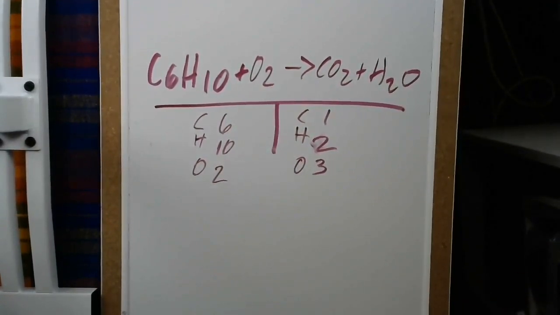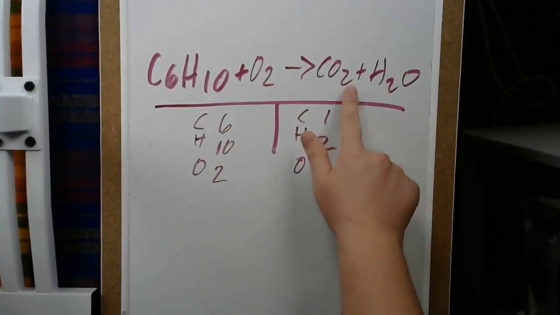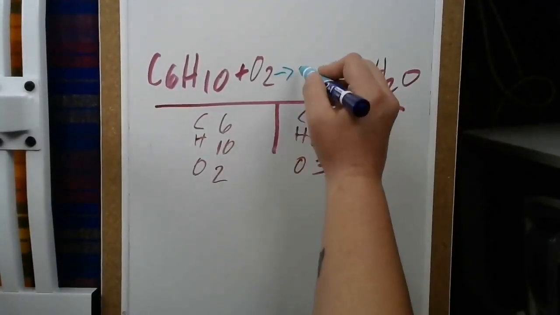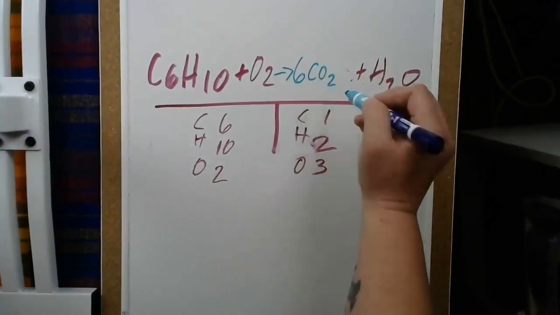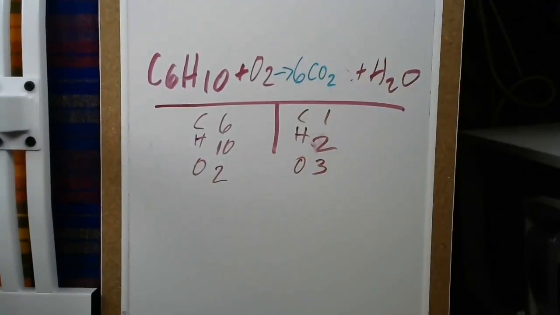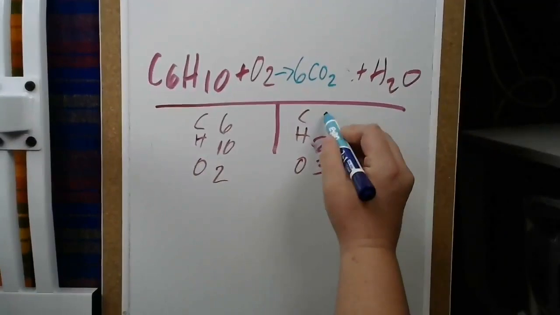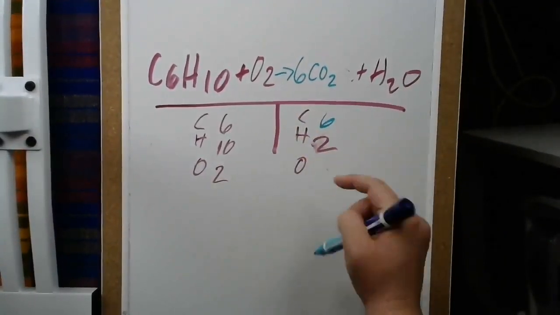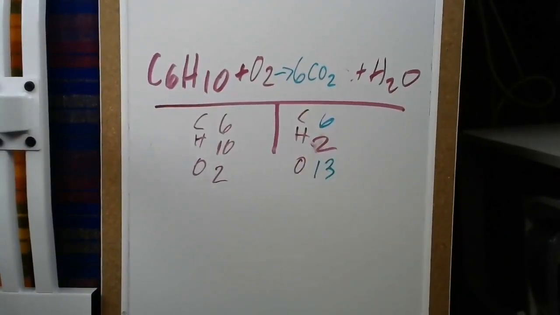So maybe we'll rewrite this equation up here. And we'll put 6 CO2s there, okay? Now you've got 6 carbons, and now you've got 12, 13 oxygens. You already know that this is going to be annoying because you have this odd number of oxygens here, all right? But we'll get to how we deal with that in a minute.